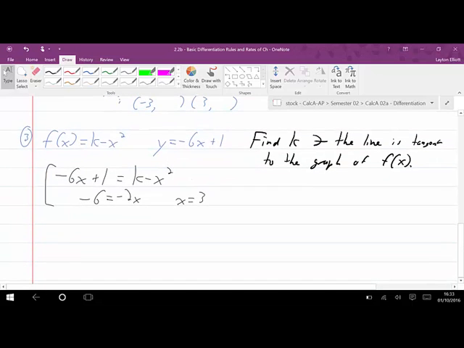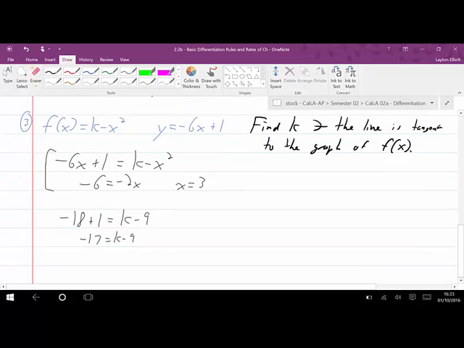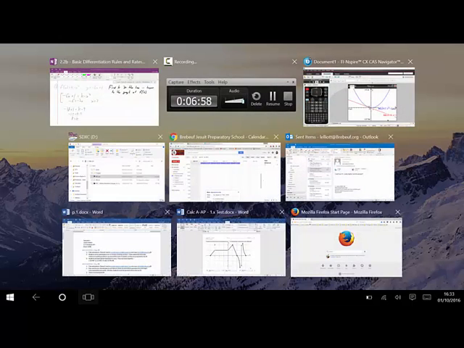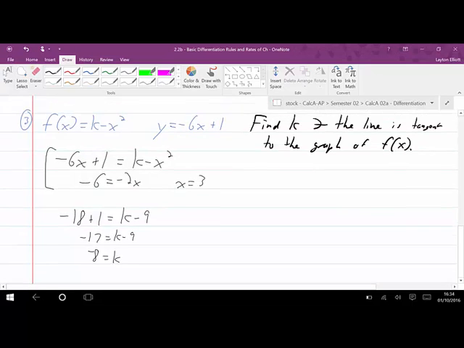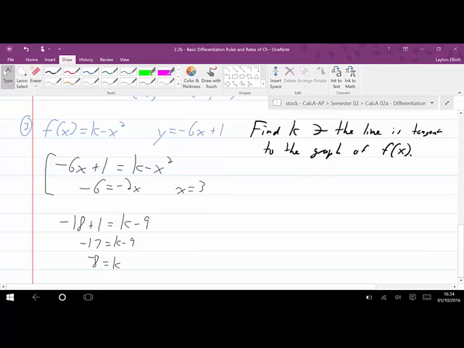I plug it into the first one and I get negative 18 plus 1 is equal to k minus 9, or negative 17 is equal to k minus 9, or 8 is equal to k, no, lo siento guys, my brain is hurting. That would definitely be a negative 8. I'm back. Just go with me on it. Okay, so we get that k is equal to negative 8. And then that's it. We've answered the question. We found k.